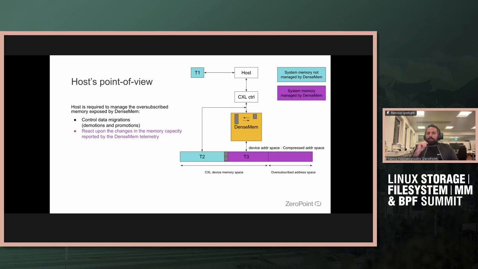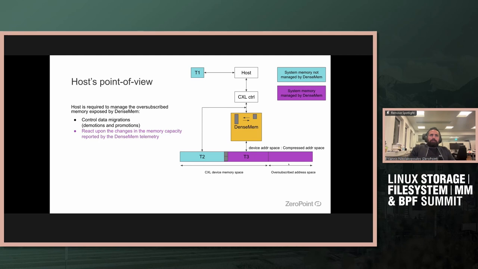So we expect that the host is the one making the decisions in general in the tiered memory system about which pages are migrated to which tier. And so the host controls the data migration, controls the demotions and promotions. But on top of that, the requirement we now add is that we expect the host to react upon the changes in the memory capacity as we report it by the telemetry, because the actual device physical address space is static in that sense. But we have an additional telemetry where we report back the remaining capacity.